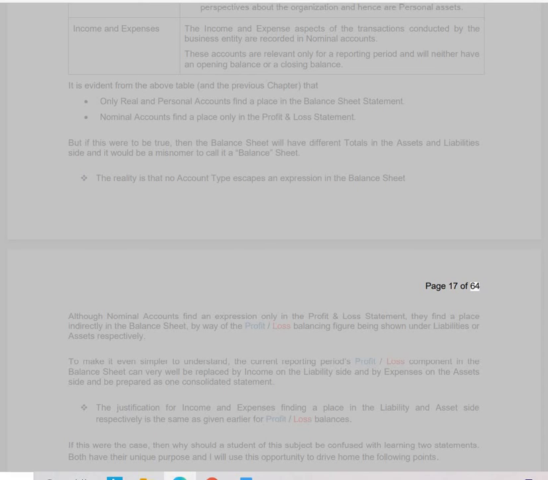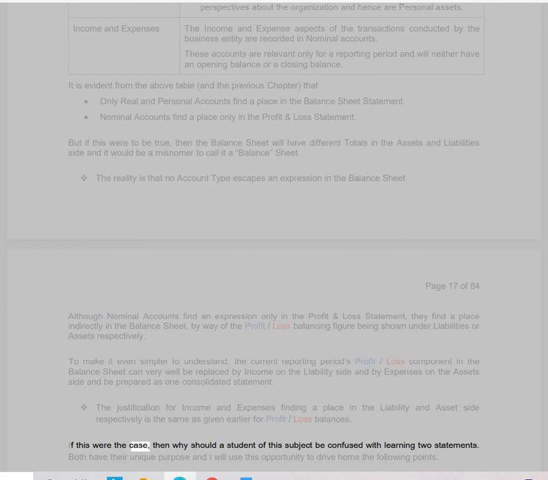Although nominal accounts find an expression only in the profit and loss statement, they find a place indirectly in the balance sheet, by way of the profit/loss balancing figure being shown under liabilities or assets respectively. To make it even simpler to understand, the current reporting period's profit/loss component in the balance sheet can very well be replaced by income on the liability side and by expenses on the assets side and be prepared as one consolidated statement. The justification for income and expenses finding a place in the liability and asset side respectively is the same as given earlier for profit/loss balances.